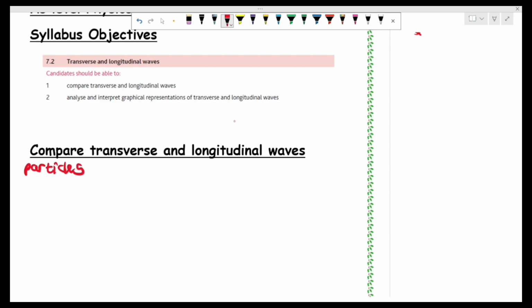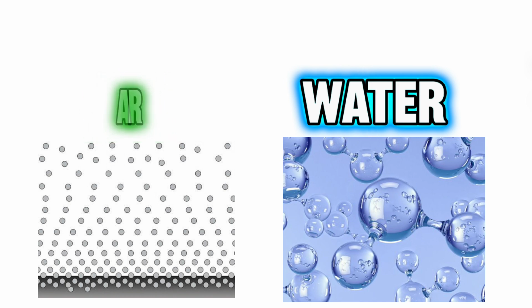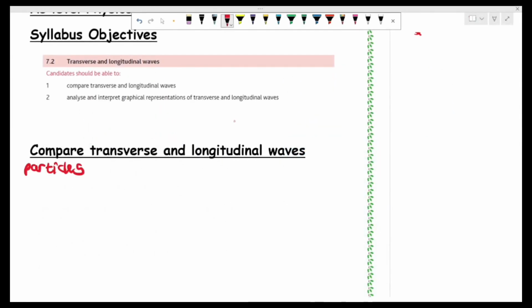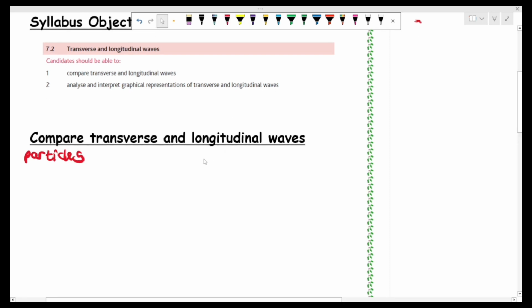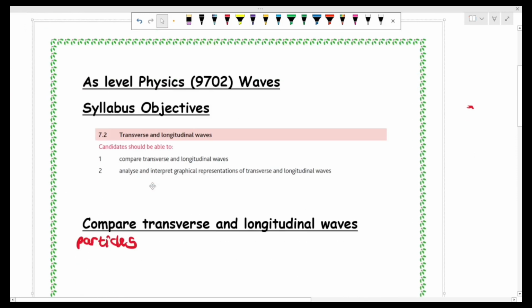These particles can be air particles or water particles, depending on whether you need a medium for propagation. So we're going to compare transverse and longitudinal waves. The way you can think about this is that for transverse waves, the particles move in a certain way, but they still propagate energy. For longitudinal waves, the particles still move in a certain way, but they still propagate energy. So if you want to understand this, let's think of it this way.